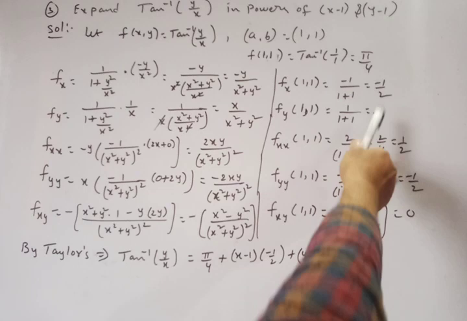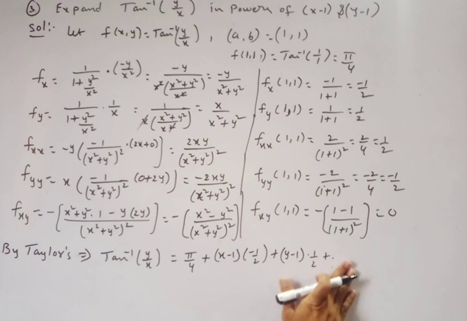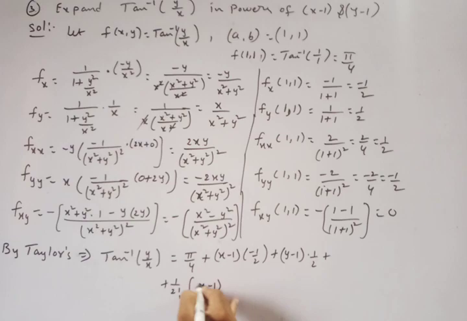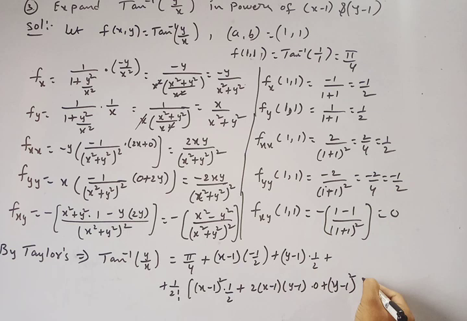Plus 1 by 2 factorial. Okay, I'll write it down, one second. I'll write here 1 by 2 factorial, (x minus 1) whole square, f_xx value, how much are we getting? 1 by 2, plus 2 into (x minus 1)(y minus 1), f_xy is how much? 0, plus (y minus 1) whole square, f_yy value is how much? Minus 1 by 2. If you want, you can solve up to 3 terms also.